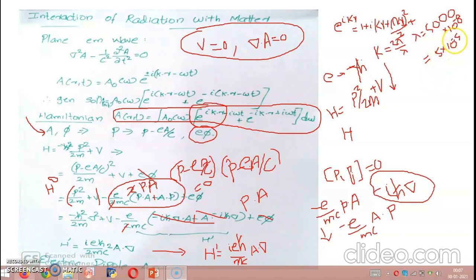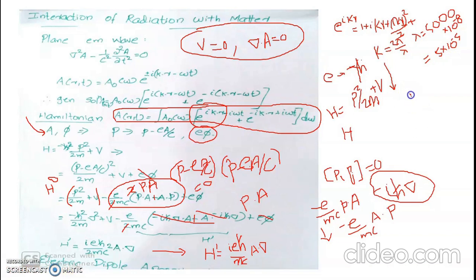So 5 into 10 raised to minus 5, that is to divide 2 pi. So 2 pi, as you know, is 6.28 by 5 into 10 raised to minus 5. 6.28 by 5 is approximately equal to 1. So 1 into 10 raised to minus 5 comes to the numerator to make it 10 raised to plus 5. Then what will be k dot r?